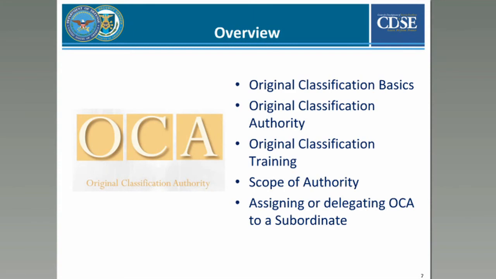Over the next 30 minutes, we'll discuss the basics of original classification, original classification authority, where it comes from, and original classification training. This is the training that an OCA, or original classification authority, needs. We'll cover the scope of their authority, and whether that individual can assign or delegate their position to a subordinate. So let's start with our first topic.